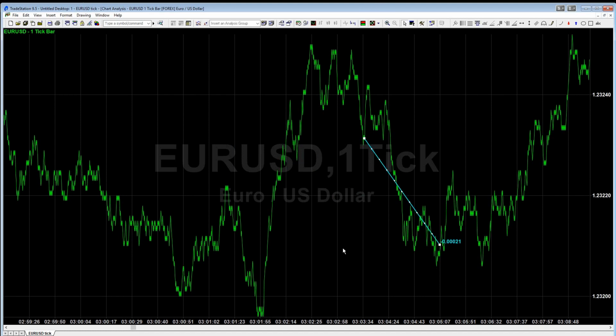So the software will continue doing this all day long. You can see that the selling has run out of steam here, and we pop to the upside again. So we'll take a long trade here and just try and get back up to these highs, which we do there.